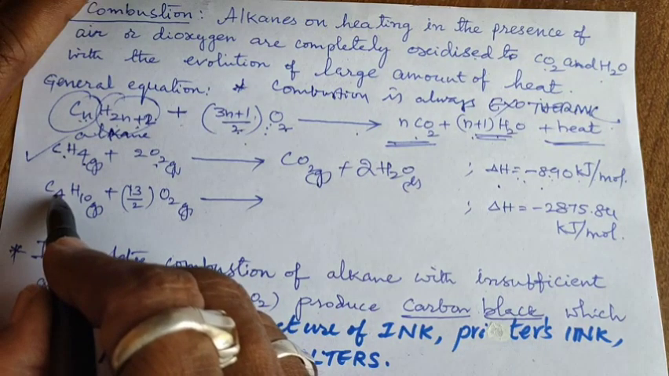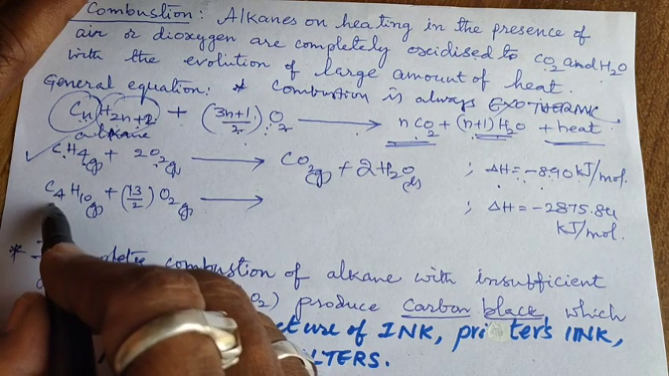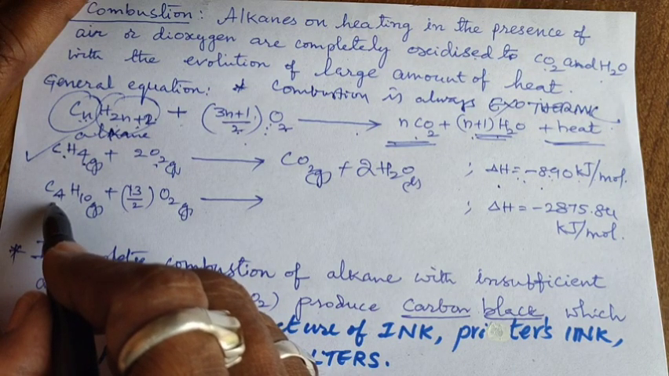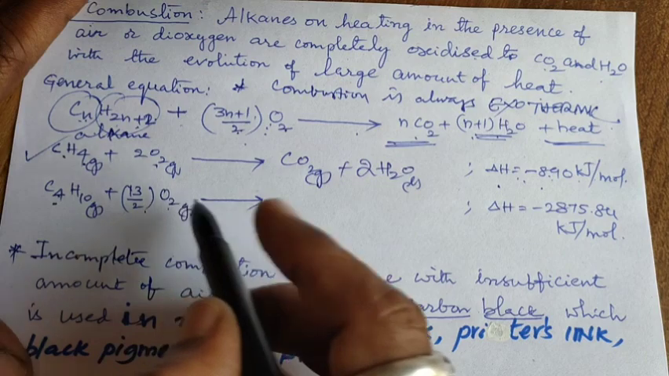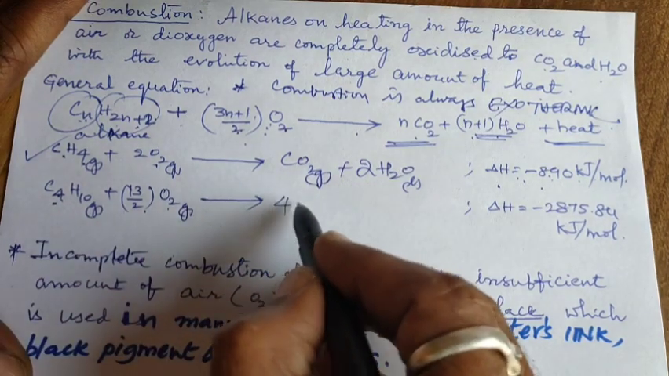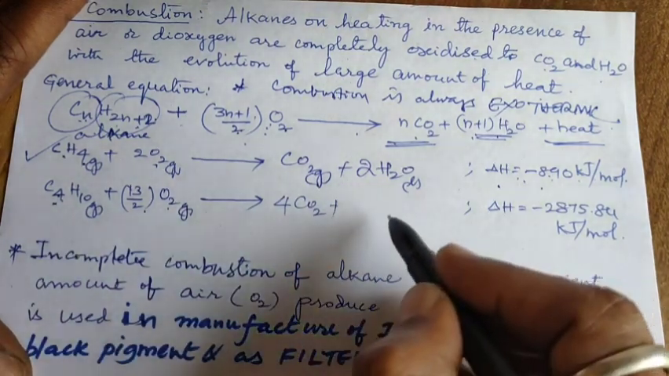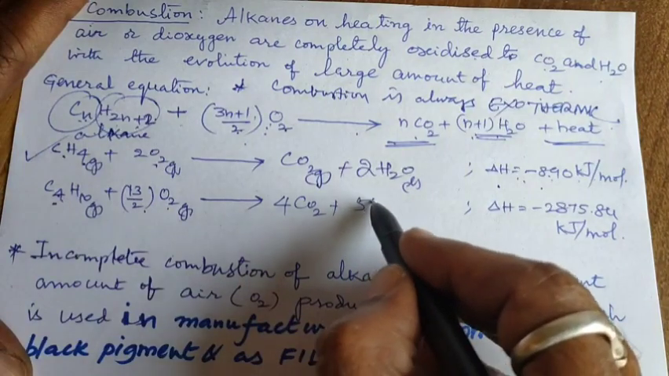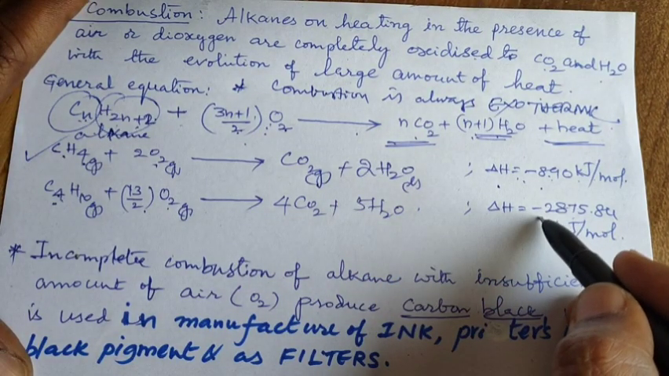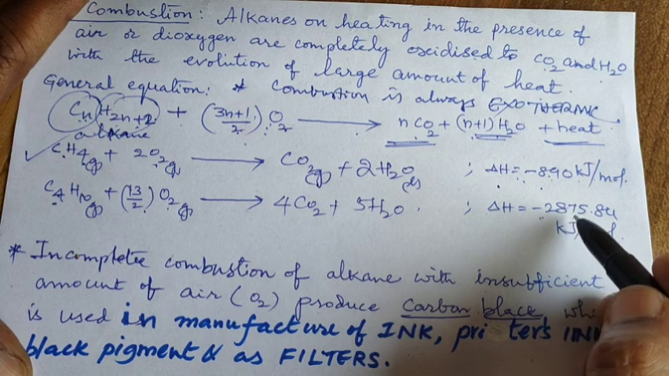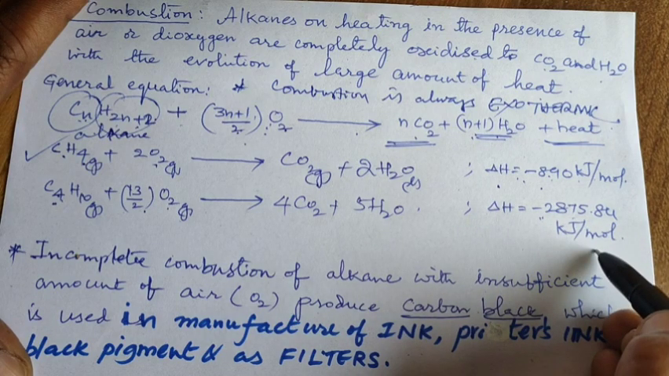In domestic cylinders, we have butane, which is the source of liquid petroleum gas, LPG, and that is combusted with 13 by 2, 6.5 moles of oxygen, 4 carbons converted to 4 moles of carbon dioxide, and 10 hydrogens are converted to 5H2O, and a large amount of heat is evolved, minus meaning exothermic. 2875.8 kilojoule per mole of energy is released.